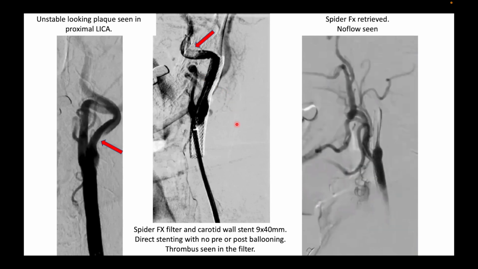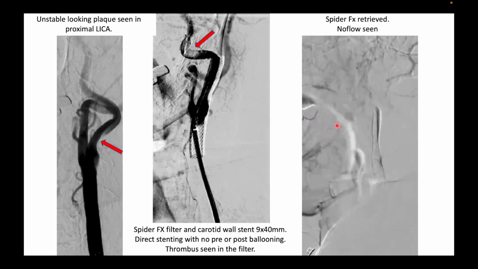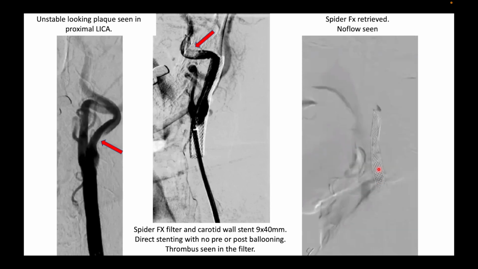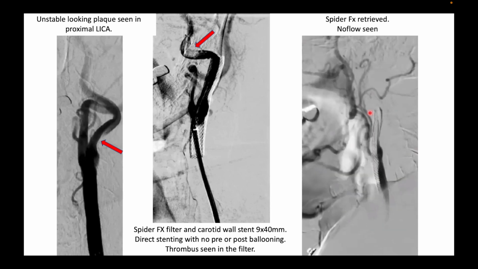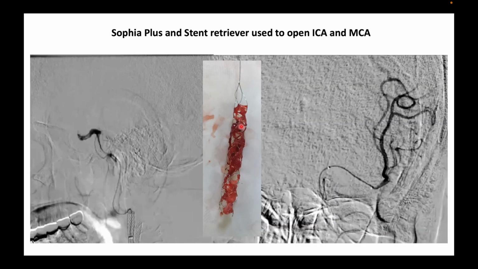So we decided to retrieve the filter, but immediately after retrieval, there was no flow in the carotid stent. So you can see here, there is no flow. When we took the pictures, we saw that the middle cerebral artery had also occluded. So now we've got an occluded ICA and middle cerebral artery. So there was distal embolization. So Sophia Plus from Microvention Terumo, and this is Solitaire from Medtronic stent retriever. So they were taken, and both ICA and MCA were recanalized.